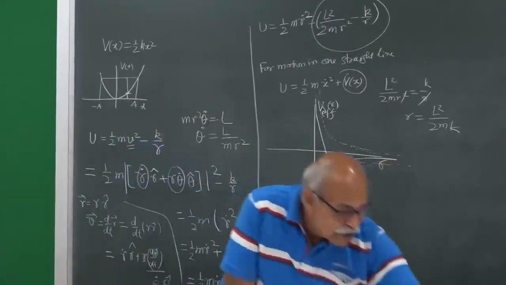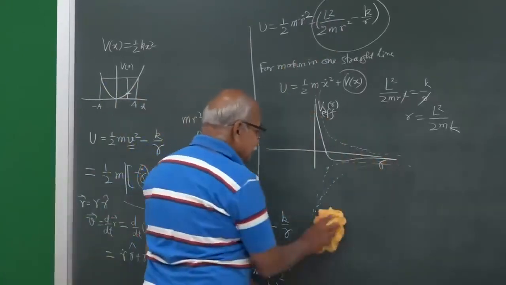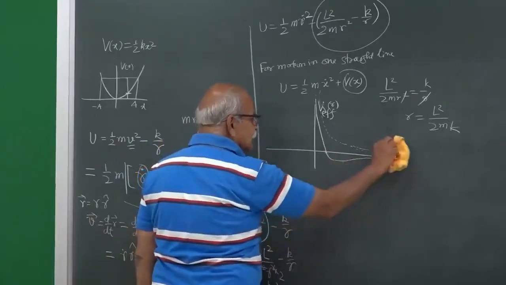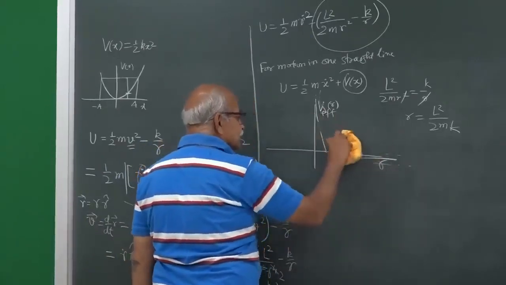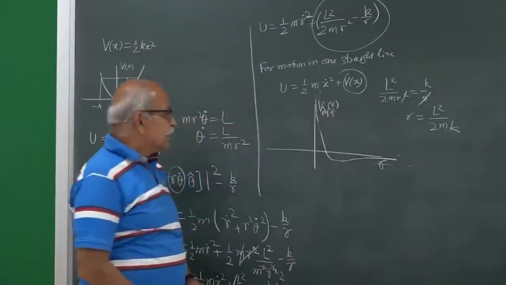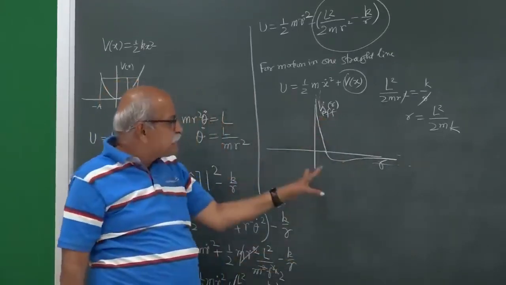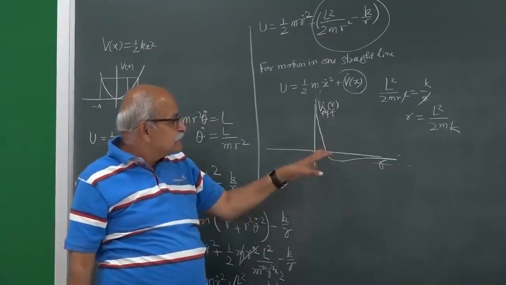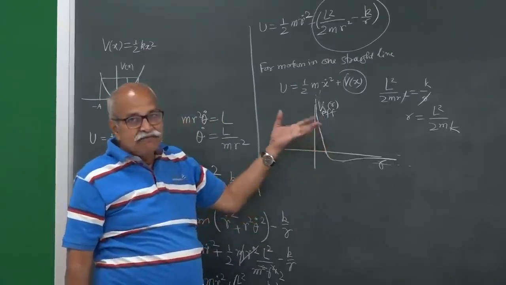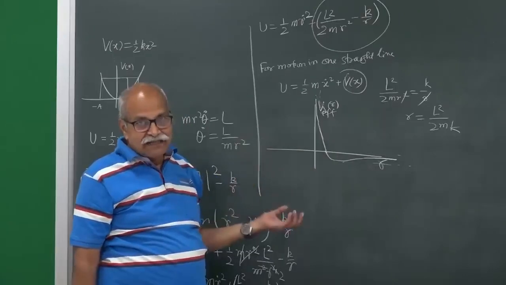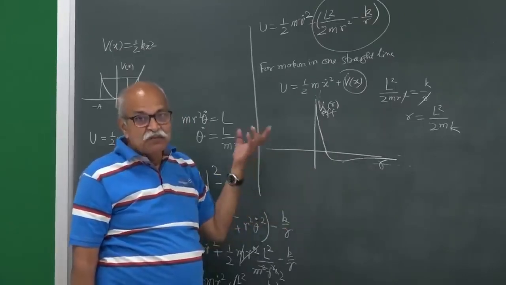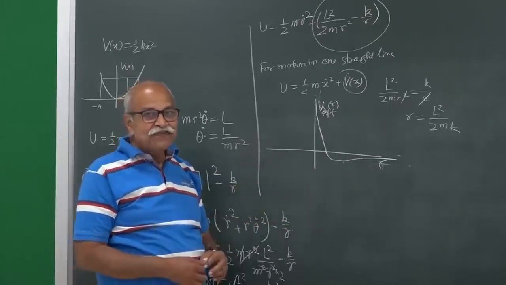Now I can remove these dotted ones. This is my V effective, and from this diagram, from this shape, we can derive certain information about this inverse square attractive central force motion, which we will do next time.